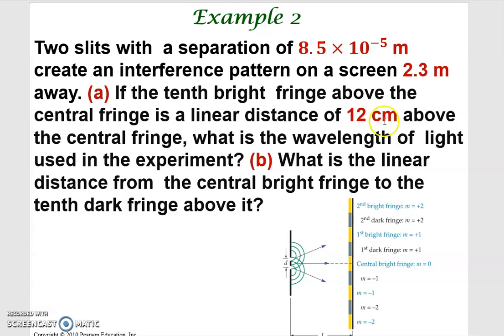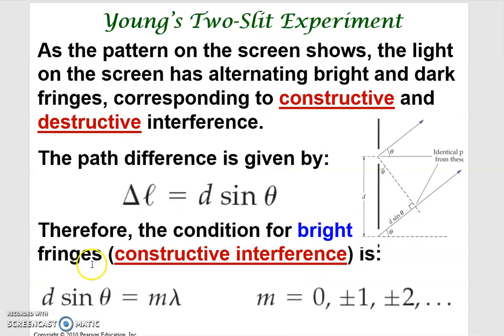Let me give you a hint. Apparently, if it is the 10th bright fringe, the angle will be much bigger. What do I mean by the angle? I mean this one. For constructive interference, the condition is d sine theta equals m lambda. In this example the wavelength is fixed. Even though we don't know the wavelength, we know m is 10, and we know the d value. So if you can find out the angle, you can get the wavelength. This is a hint on how to solve the problem.